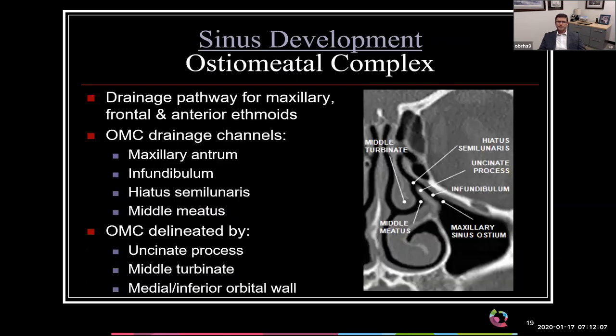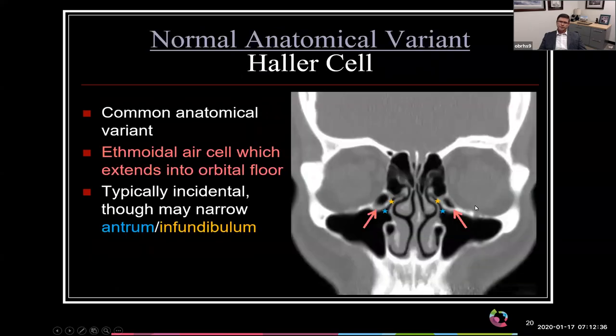This is a normal finding, it's a normal variant, so its main importance is not to mistake it for a skull-base lesion. So now we'll look at anatomic variants associated with the osteomeatal complex, which is the primary drainage pathway for the maxillary, anterior ethmoid, and frontal sinuses. So the osteomeatal complex consists of the maxillary antrum, the infundibulum, the hiatus semilunaris, and then that drains into the middle meatus, and it's bounded by the uncinate process, the middle turbinate, and then the medial and inferior orbital wall.